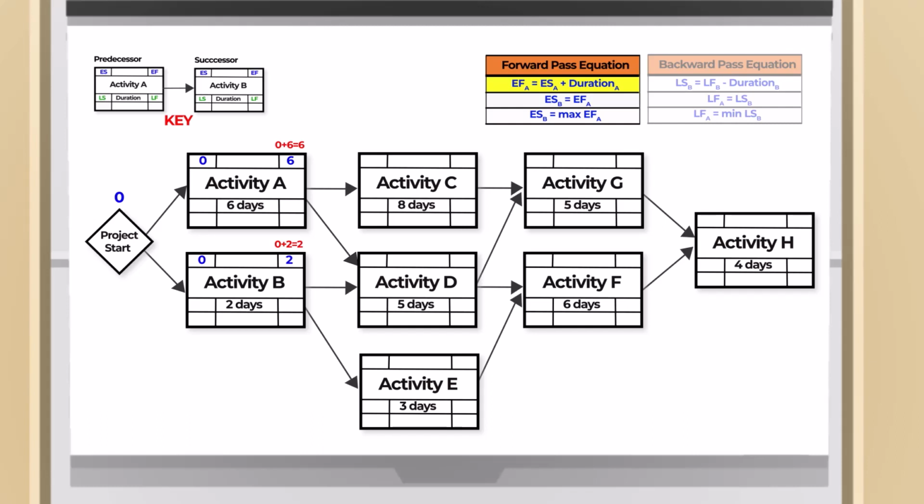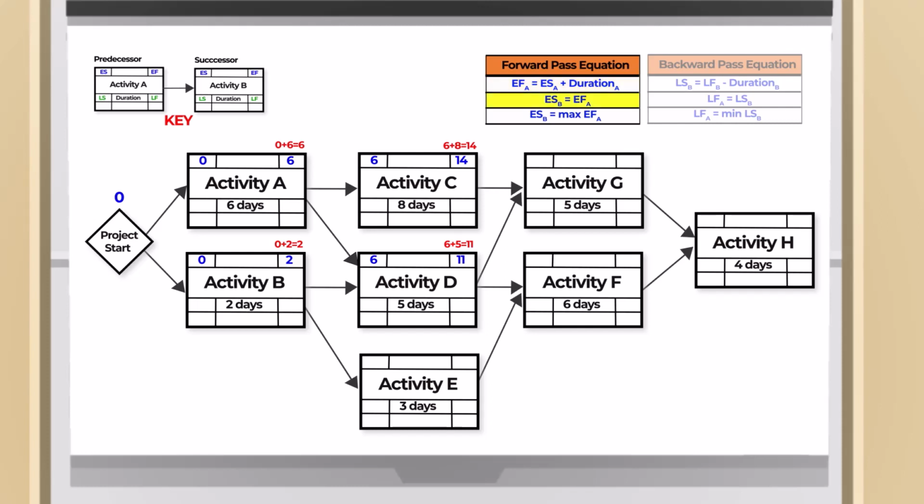Activity C, early start, will be the early finish of A, which is 6. Activity C, early finish, will be the early start, 6, plus the duration 8, equals 14. Activity D, early start, we have 2 predecessors. We will wait both to finish, and the maximum of the 2 will be 6. Activity D, early finish, will be the early start, 6, plus the duration 5, equals 11.